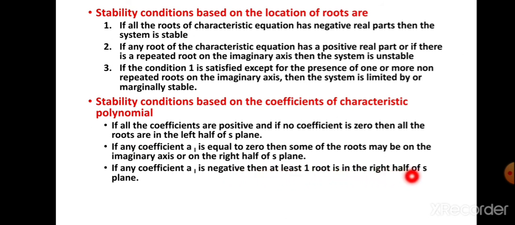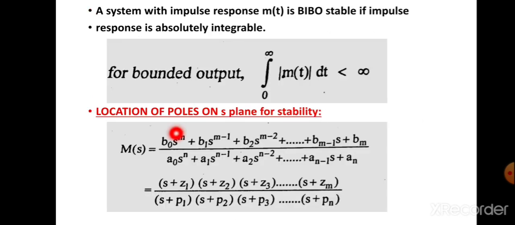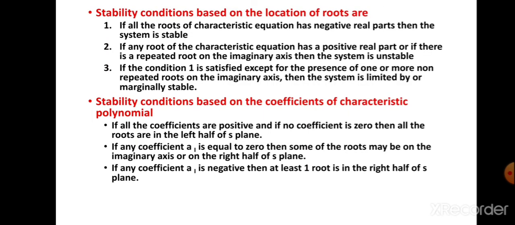The next condition is that if any coefficient ai is negative, then at least one root is in the right half of the S-plane. Suppose in this equation any of the coefficients is negative, then a root will lie on the right half of the S-plane, so the system will be unstable. That means if any of the roots is lying on the right half of the S-plane, the system is unstable. So this is the necessary condition for stability.